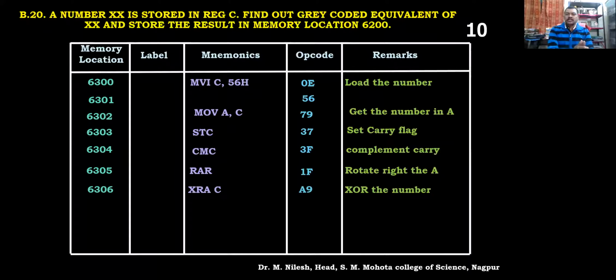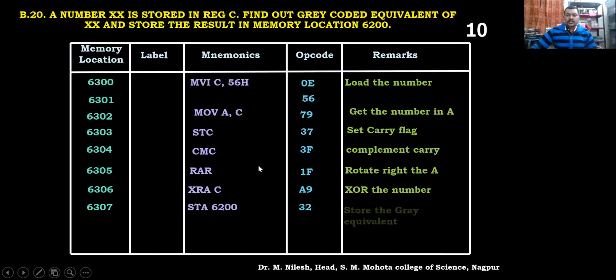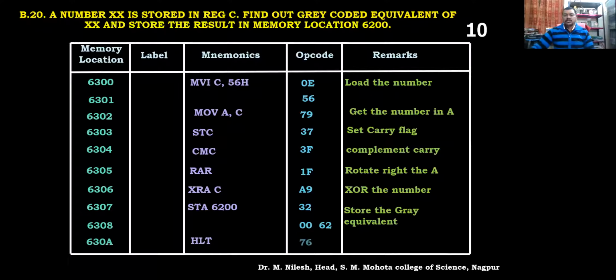To store this result in the memory location 6200, we use the instruction that stores the accumulator directly to the memory location 6200. This is the instruction to store the Gray code equivalent in memory location 6200. We have completed this. Now we have to halt, so stop processing. This is what we expect the program to do.